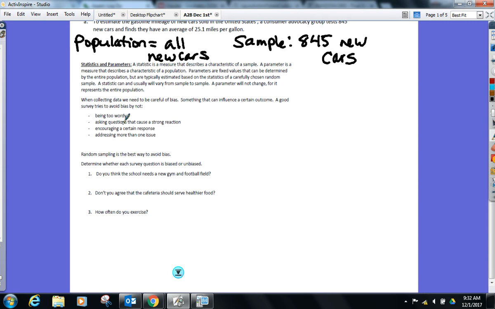It could be too wordy. No one wants to have to listen to you. All right, I get it. You guys do it to me all the time. You don't want to have to listen to it. Asking a question that causes a strong reaction. I'll get to that in a second. Encouraging a certain response in your question, or addressing more than one issue in your question. Those could all be considered something that would make a question biased.